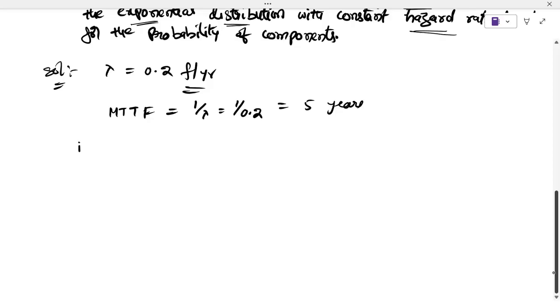Now the first problem: they have given the fully redundant configuration, that means all 6 are working satisfactorily. Then we need to calculate the system reliability RS of t, where S represents the system. RS of t is equal to 1 minus QS of t.